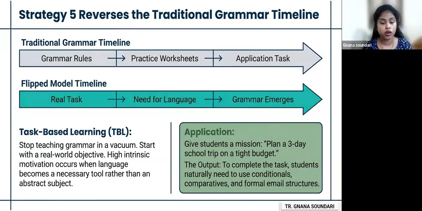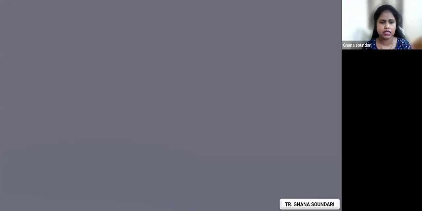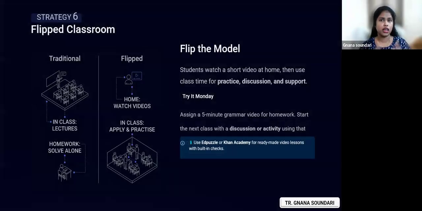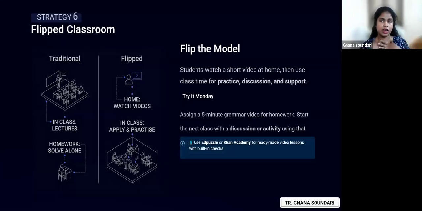And strategy 5 is all about the flipped classroom. Such an interesting thing. Okay, what is the traditional classroom? I am standing here and my students are sitting over there. I am starting my lecture, starting a course for my children. I'm introducing the topic, starting with a paragraph, making a child read. I'm explaining, underlining the vocabulary, explaining the vocabulary. It's all okay.